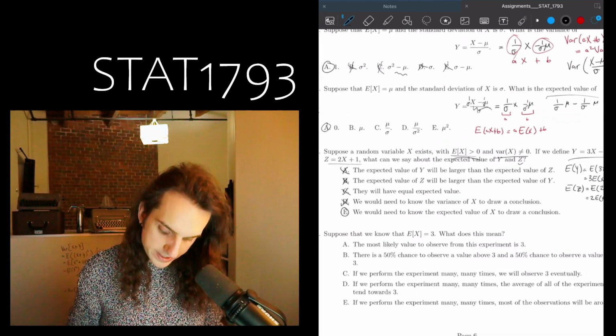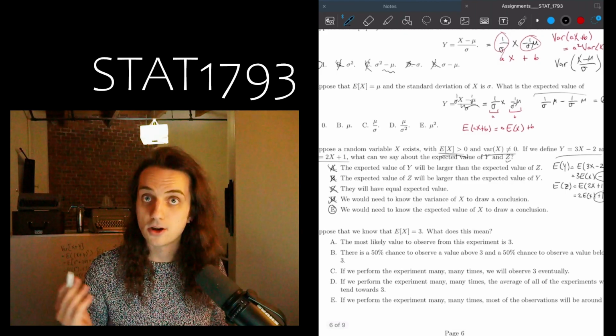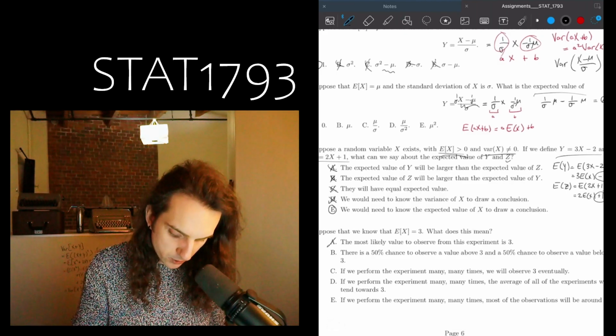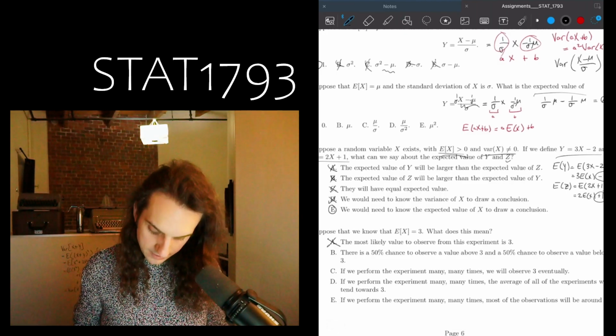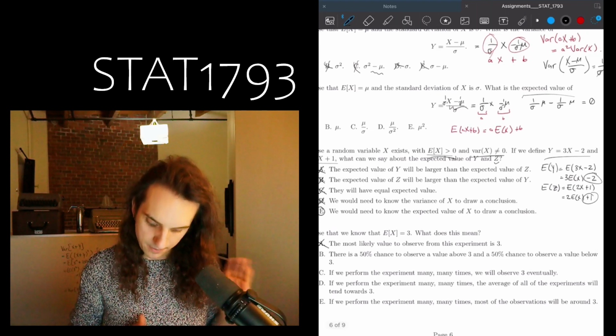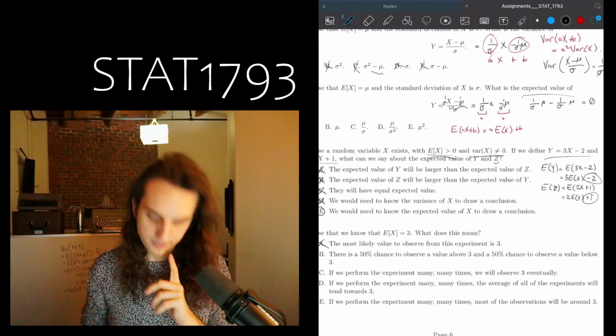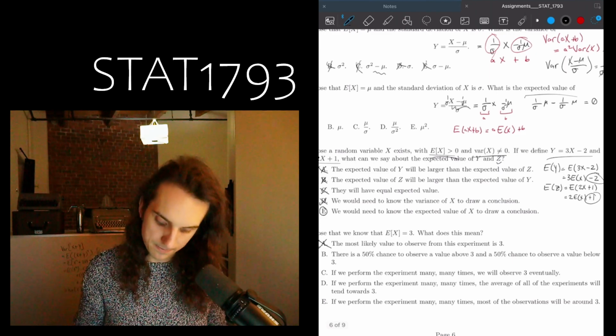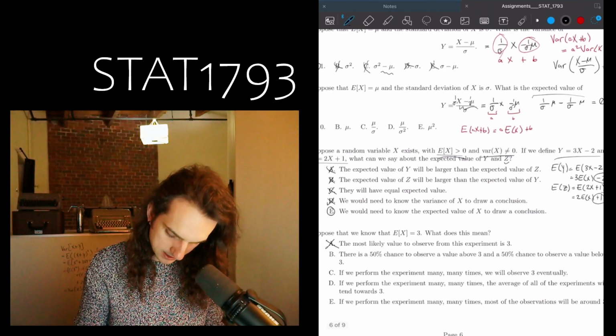Okay? So the most likely value that we observe is a 3. No, that's going to be our mode. If our mode was 3, then that would be the truth. 50% chance to observe a value above 3, 50% chance to observe a value below 3. That's going to be true of the median, not the mean, not the expected value.